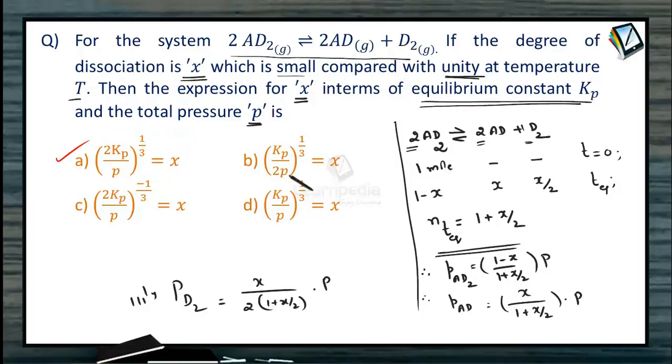Here Kp by 2P whole to the power of 1 by 3 is given, but X is 2 Kp by P. Therefore this is wrong. Here whole to the power of minus 1 by 3 is there. Hence it is wrong. Here whole to the power of 1 by 3 is there, but Kp by P 2 is not there here with respect to Kp. Therefore this is also wrong.